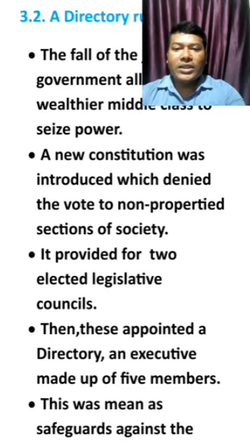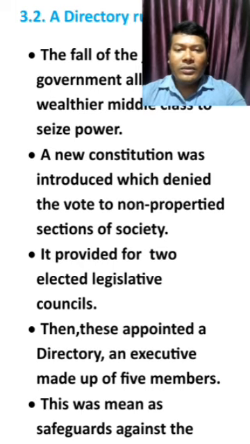A new constitution was introduced which denied the vote to the non-propertied section of society. When the Convention government was created, all citizens above 21 years had the right to vote. Now, under the new constitution, the people who did not have property were banned from voting.